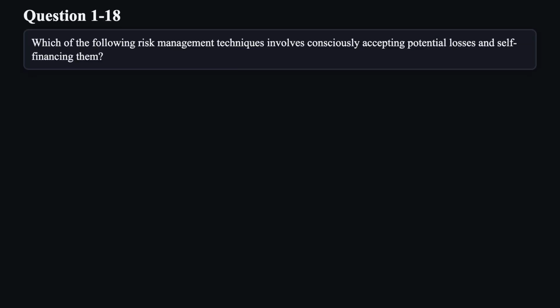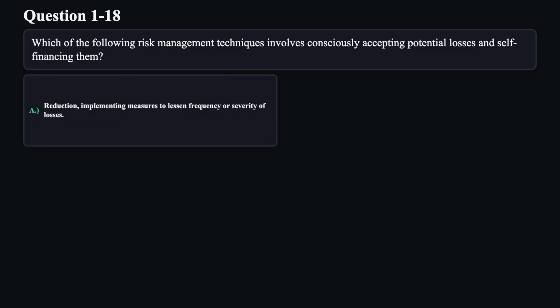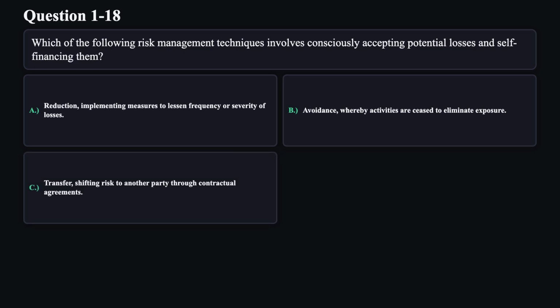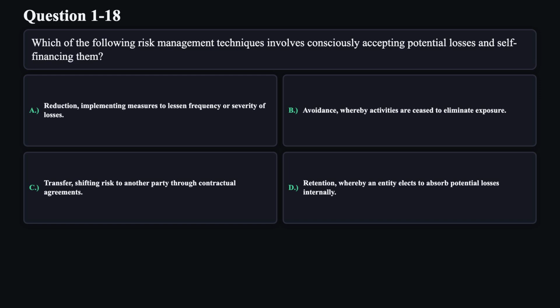Question 18. Which of the following risk management techniques involves consciously accepting potential losses and self-financing them? A. Reduction, implementing measures to lessen frequency or severity of losses. B. Avoidance, whereby activities are ceased to eliminate exposure. C. Transfer, shifting risk to another party through contractual agreements. D. Retention, whereby an entity elects to absorb potential losses internally.